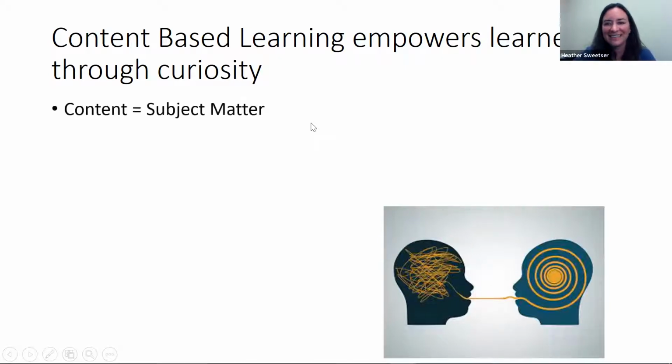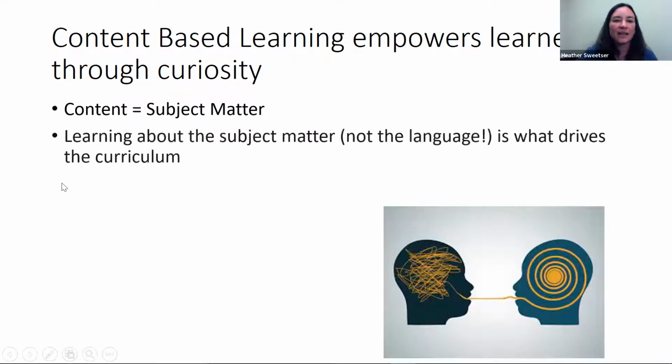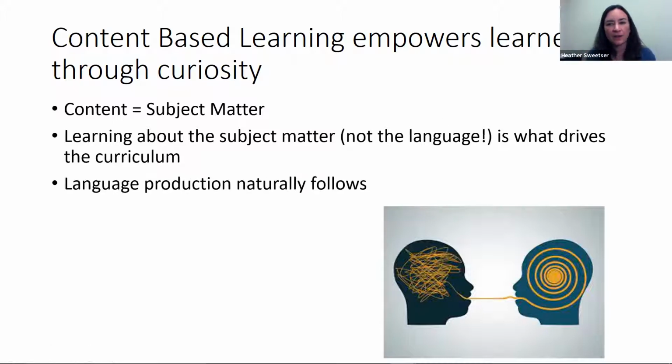But in any case, the idea is we communicate and we learn from each other. Taking the idea that content equals the subject matter and learning about the subject matter, not the language. And that is what's driving the curriculum. And the idea is that language production naturally follows.